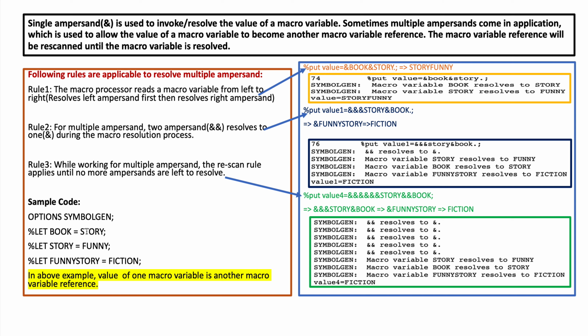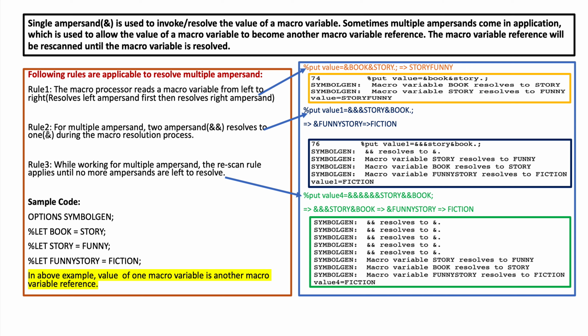In the example here, story is the value of book, but this story is a macro variable in the second statement, where its value is funny. Let me explain the first rule. That means it reads from left to right. Suppose we are going to print this value here: value is &book &story. That means it will resolve first &book, which resolves to story, and &story resolves to funny. Finally, the value becomes story funny.